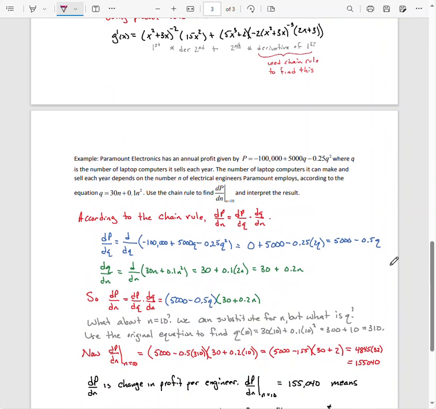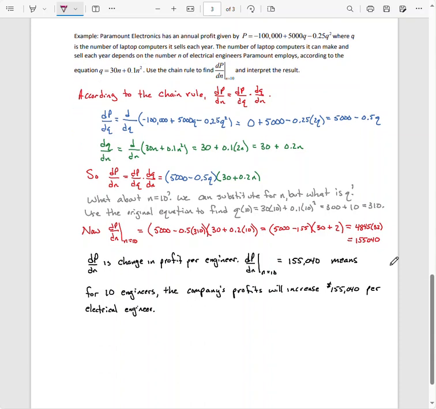But wait, there's more. Let's talk about a word problem. Word problems really are the most important part of mathematics. We use math to describe the world around us. We use words to make those observations, and we've got to connect them with math. This is the whole reason we math, is words. So let's look at Paramount Electronics.